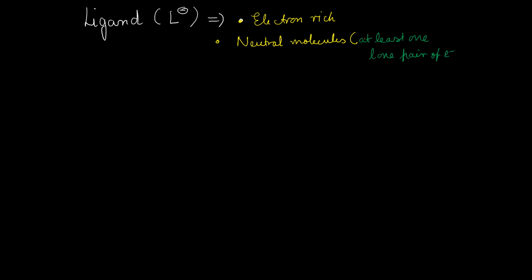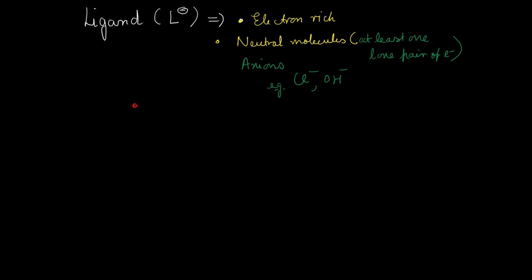Or they can be anions, that is, negatively charged, say Cl minus, OH minus. So all the negatively charged ions, as they have negative charge, means they are electron rich. So they can also make coordinate bond by donating as well as sharing their electrons with the electron deficient central atom, and thus they make coordinate bond with them.